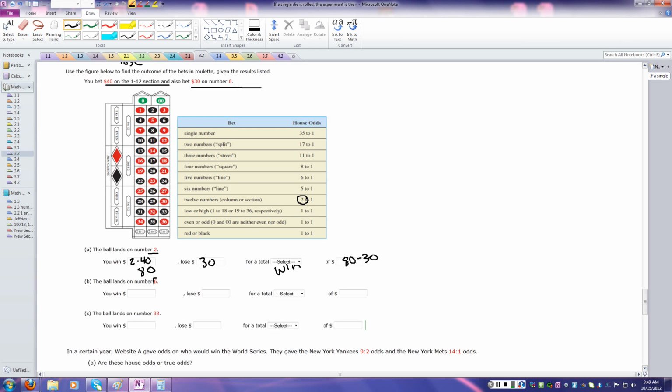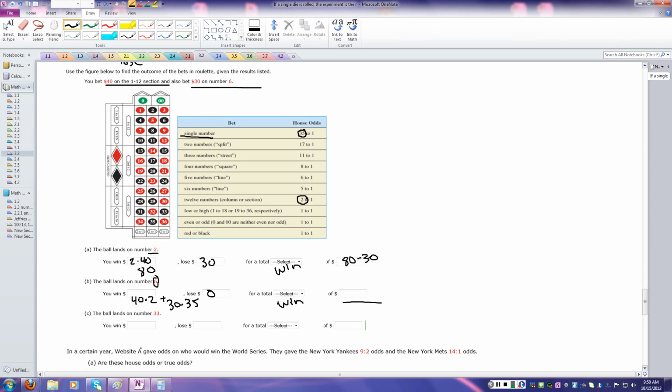If you land on a 6, you win both. So you win 40 times 2 because 6 is in the 1 through 12 section. So you win 40 times 2 plus 30 times the single number bet, which is 35. Right? Because a single number will pay 35 times as much as you bet. So 35. And you lose 0 for an overall win of whatever that total is.